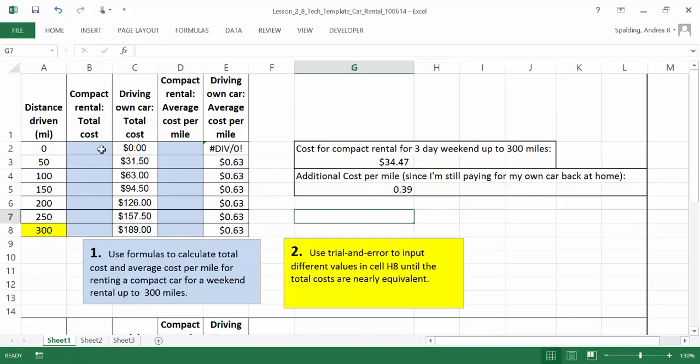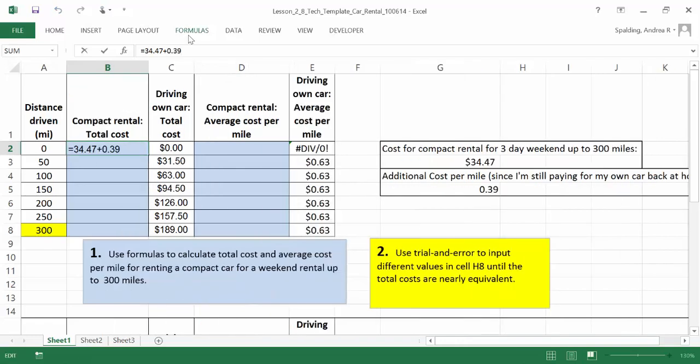So we want to make a formula. We're going to use the formula basically that we just came up with, the fixed cost, and then remember this will be a variable cost because it's per mile. And we're going to click on this first cell. Right here we're asked to find the total cost for a compact car rental. And we're using the formulas in these blue cells to calculate the total cost. So we're going to hit equals. We're going to hit the 34.47, that's the fixed cost for the rental, plus the variable cost. We're going to put in 0.39 times the number of miles here. So we're going to hit times, and then let's hit the cell reference. There we go.